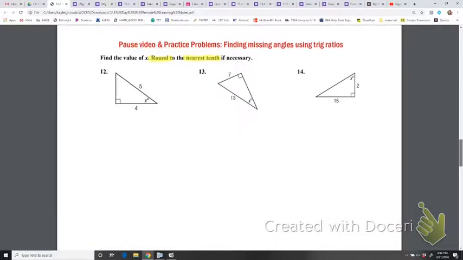So pause the video, practice these problems on scratch paper, find the missing angles using your trig ratios, round to the nearest tenth. I would highly suggest you try these practice problems and then check them with the video answers before you move on to the quizzes to make sure you're getting those ones correct. So pause the video, try these 3.